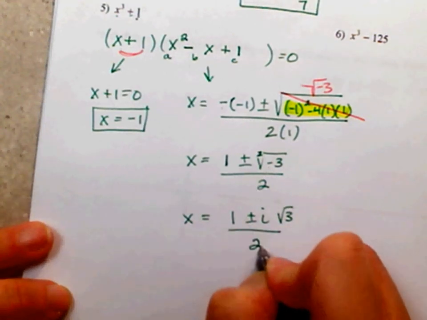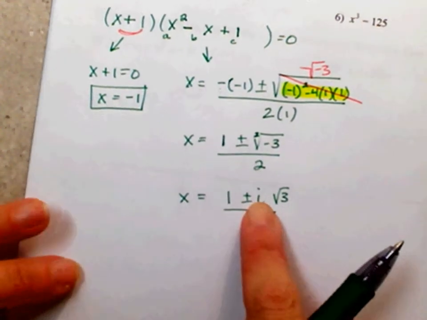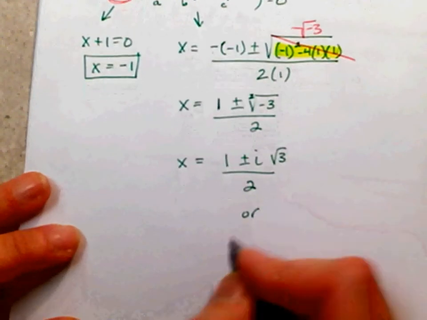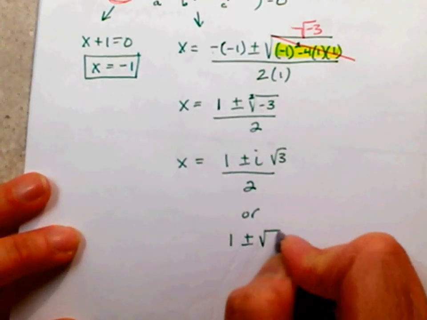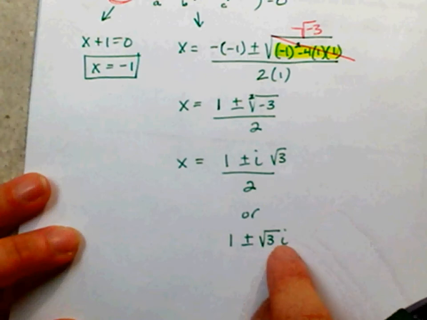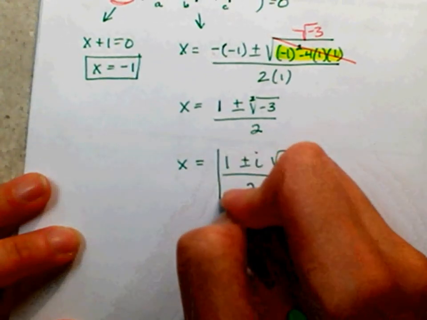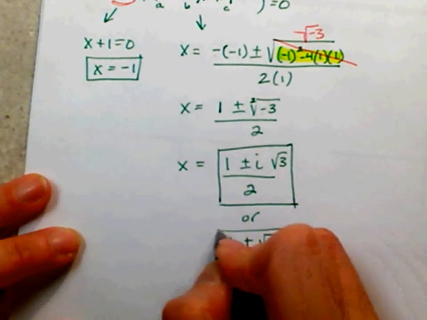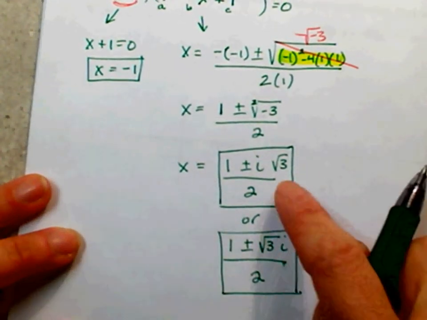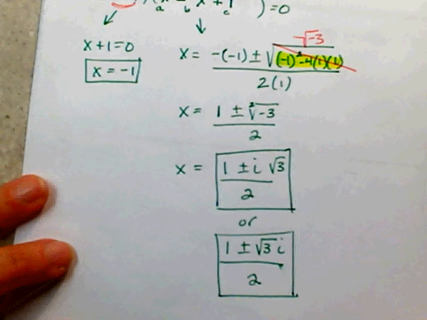You can write with the i right here, or you can write 1 plus or minus square root of 3i. You can write it after, over 2. Both of these are correct, okay? These two are the same, and it doesn't matter which answer you give me, where you put your i.